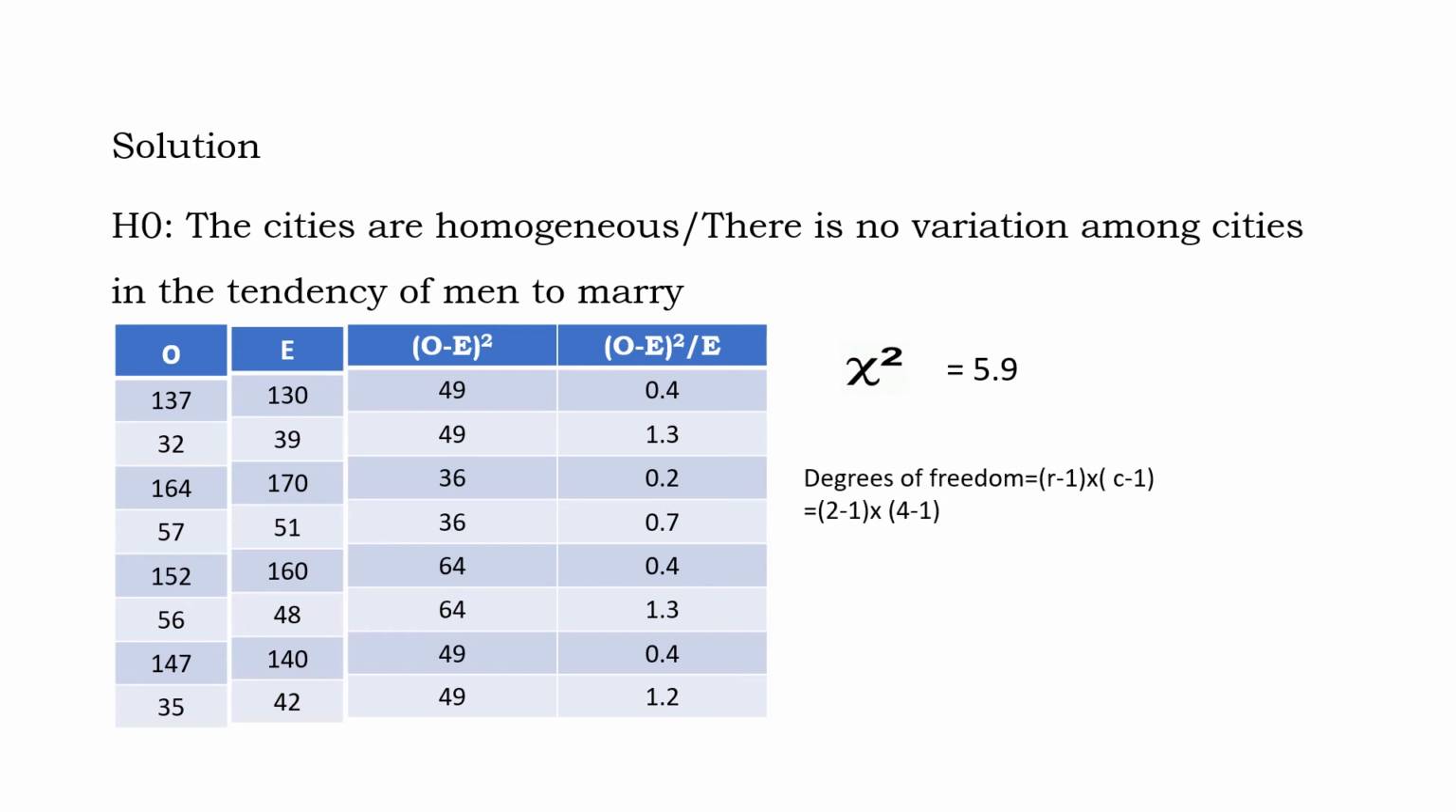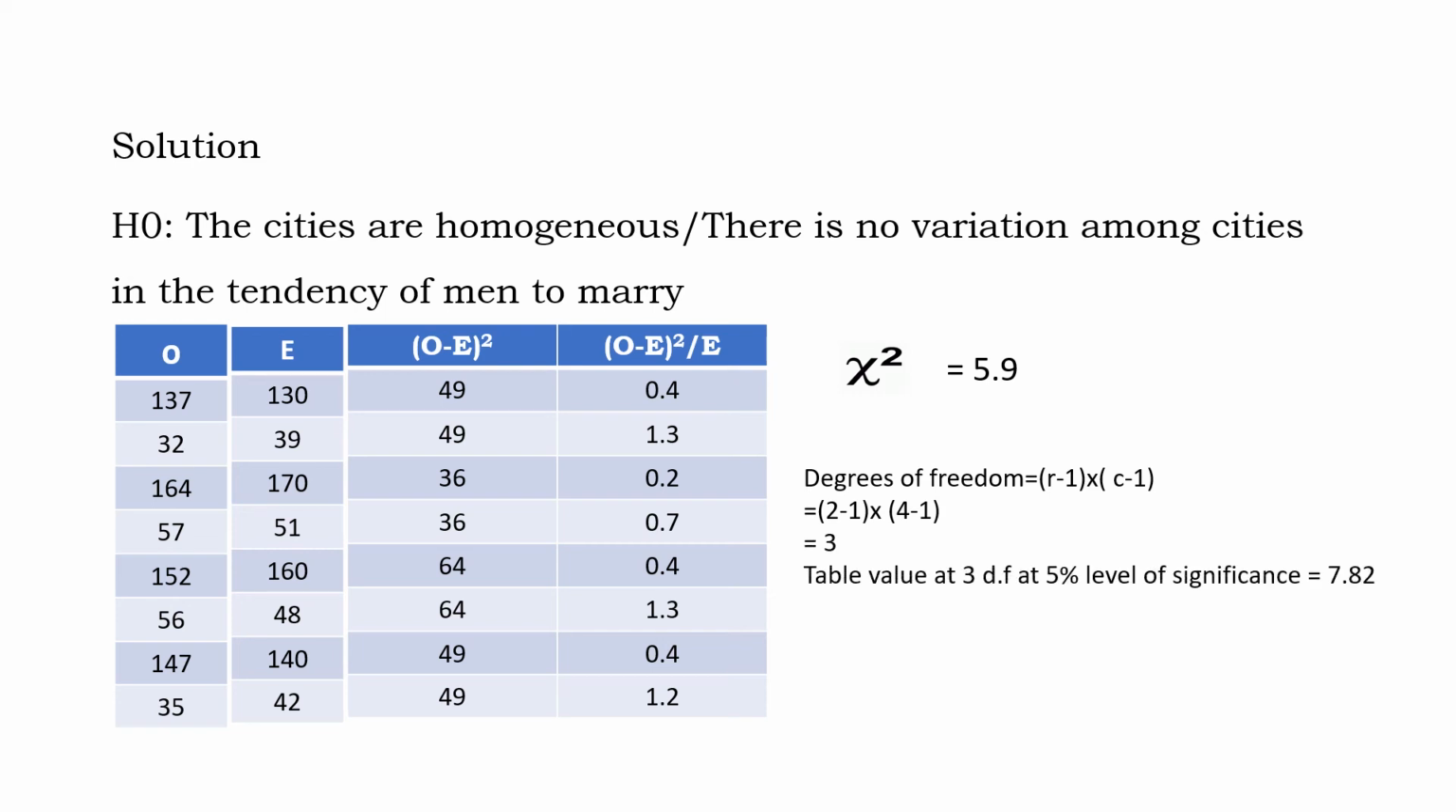Then the next step, of course, is to find the degrees of freedom. Here, the number of columns and rows differ. It's not a contingency table as in the case of test of independence. So the number of rows and columns will be changing depending upon the number of samples that you have. So the degrees of freedom is 2 minus 1 into 4 minus 1, that is 3.